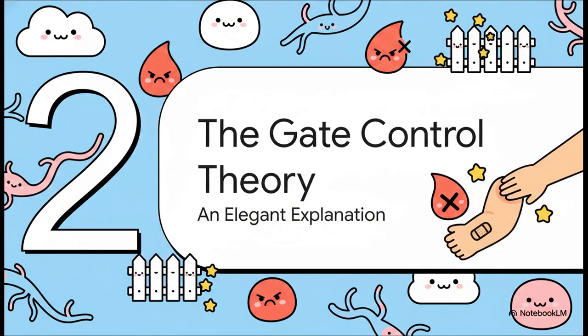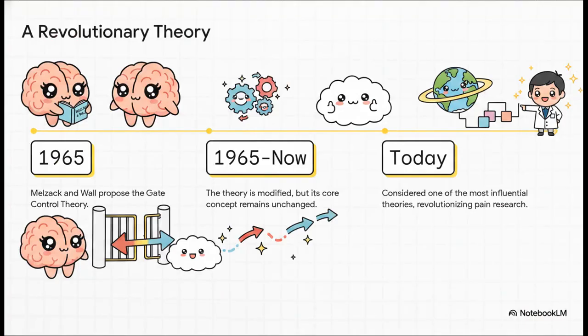Now that we've got that standard pathway down, we can introduce the main event. The gate control theory is what gives us that beautiful, elegant explanation for our original question: why does rubbing an injury actually work? This idea was proposed way back in 1965 by two researchers, Melzack and Wall, and it was nothing short of revolutionary. It completely changed our view of pain from being a simple one-way street to this dynamic process that the body can actually control. And while it's been updated over the years, the core concept is still the foundation of modern pain science.